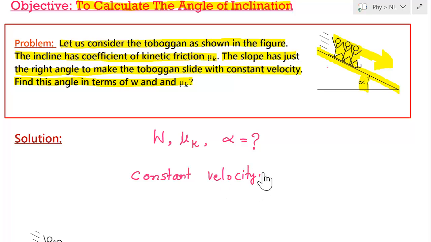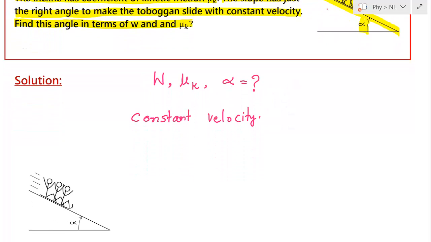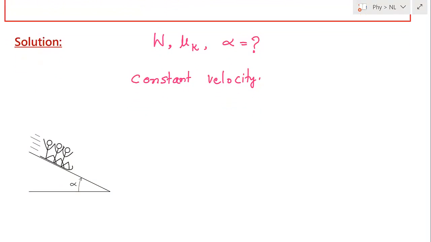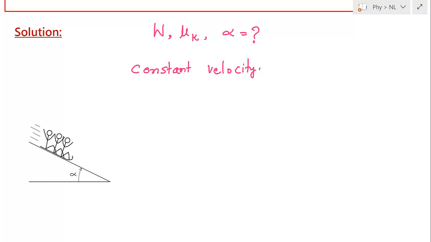So how will you solve this problem? Since this is a case of equilibrium, we can apply Newton's first law, then we can write equations and solve these equations. So let us first draw the free body diagram for this toboggan before applying Newton's law. So this is the toboggan. What are the forces that are acting on this toboggan?